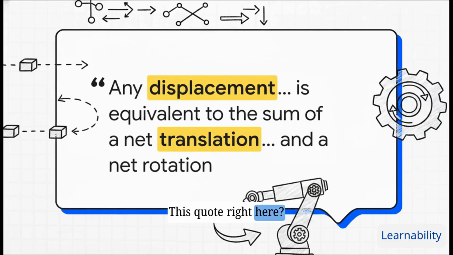This quote right here, this is essentially the holy grail of kinematics. Every chaotic, messy, multi-directional movement in a complex machine can be mathematically boiled down to just two fundamental things: sliding and spinning. Whether you're analyzing a 6-axis robotic arm on an assembly line or the massive deployment of an aircraft landing gear, its total displacement is always just a net translation of a specific point plus a net rotation of the body around that point.